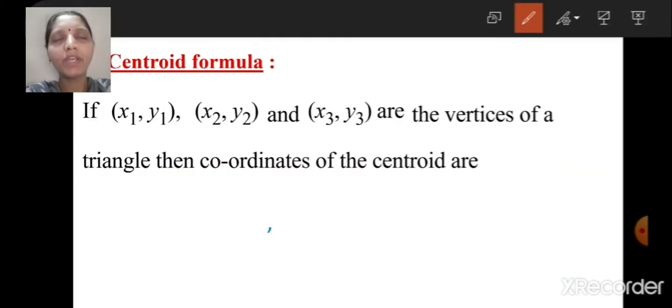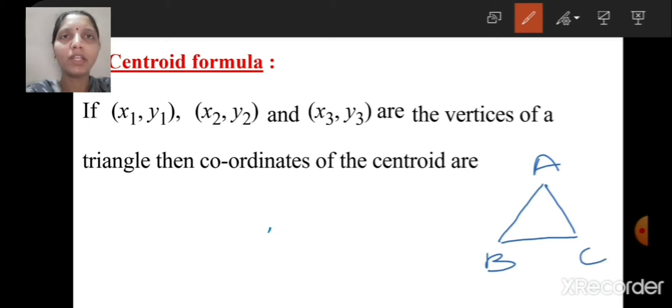And at the end we have learned the centroid formula. So what is the centroid? For that, first we have to draw a triangle. So this is the triangle ABC. So in that, if you draw a median to each of the three sides of this triangle, then you know that these medians will pass through a single point.